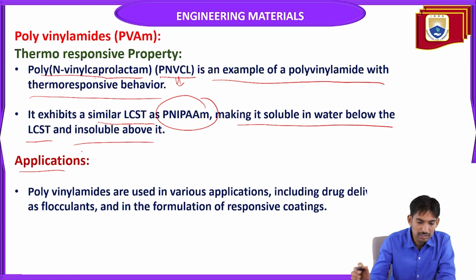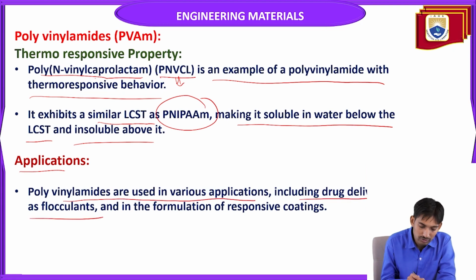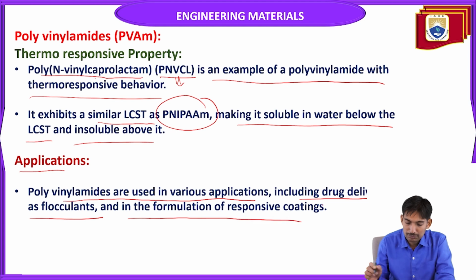Applications of polyvinyl amide. Polyvinyl amides are used in various applications, including drug delivery, as flocculants, and in the formulation of responsive coatings. These have applications in industry.